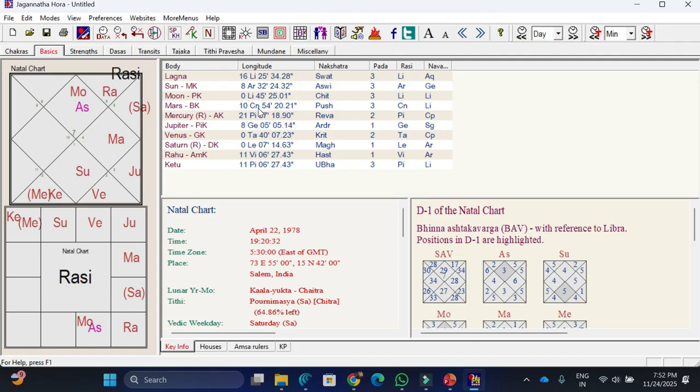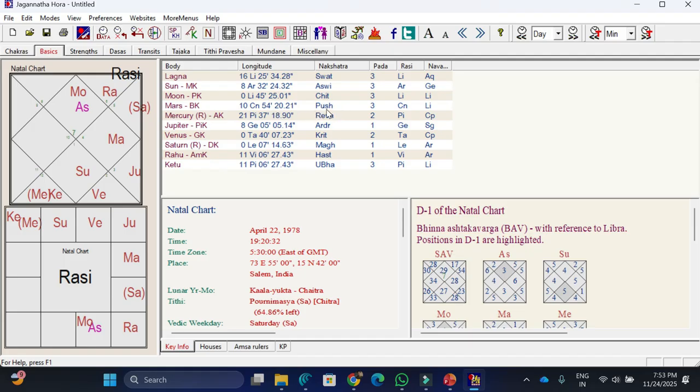10 degrees Cancer means it has passed Gemini. Cancer is the fourth Rashi, so it has passed 3 Rashis. 3 Rashis means it has passed 90 degrees. After 90, it has again gone 10 degrees further. So the total is 100 degrees, 100 degrees, 54 minutes, 20 seconds.